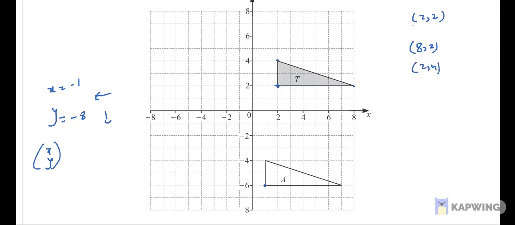Now the scale factor is -1/2, so multiply each coordinate with -1/2. Write the new coordinates. If you multiply this with -1/2, this will become (-1, -1). This one will become (-4, -1). This one will become (-1, -2). It means these are your new coordinates.